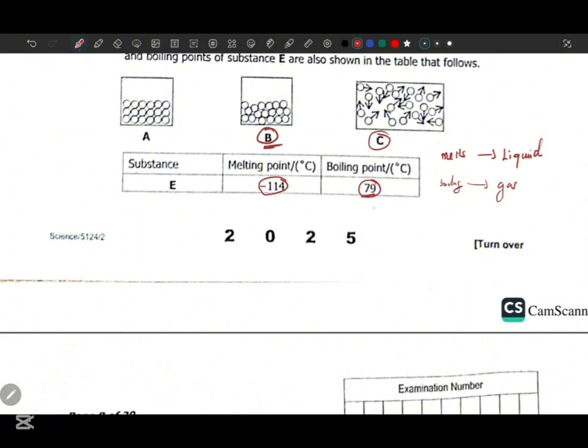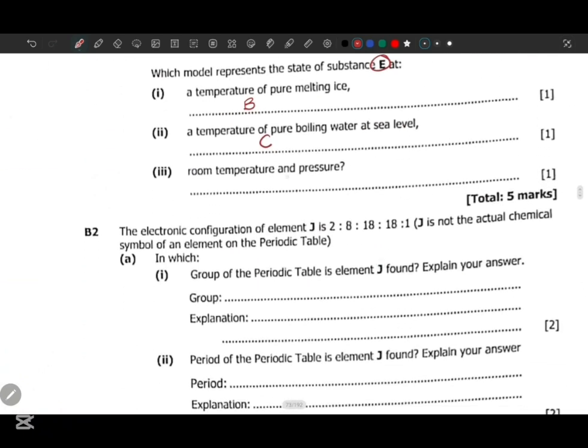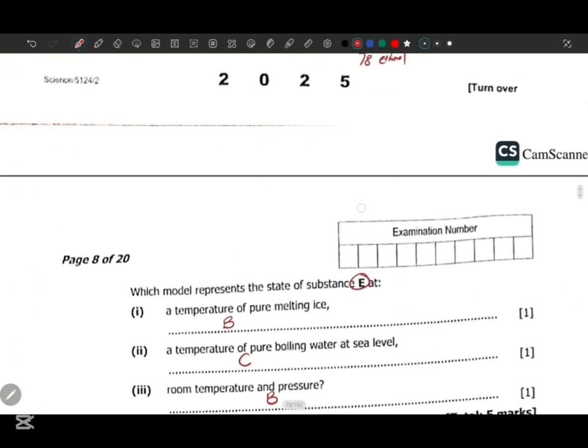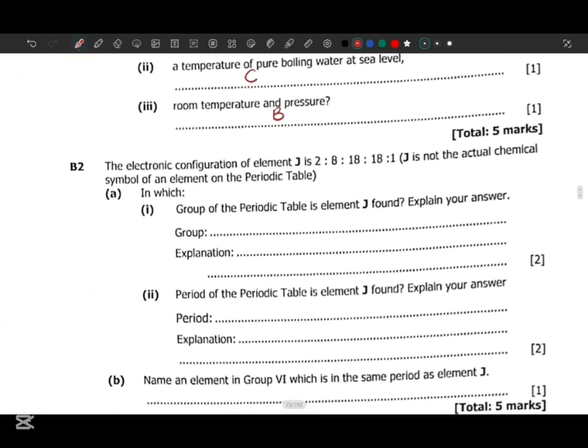It's closest to the boiling point of ethanol. If you know the boiling point of ethanol or alcohol, then this friend of ours, E, belongs to state number B, which is a liquid. So it is a liquid at room temperature and pressure. So this is how this question was supposed to be answered. Next time we're going to go to B2.